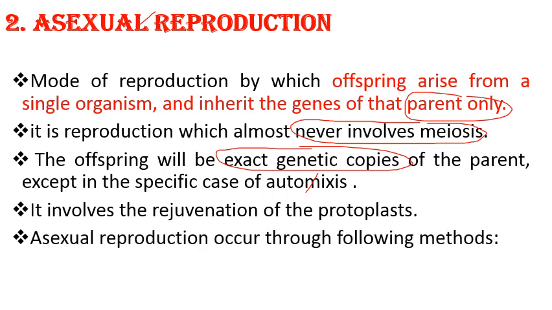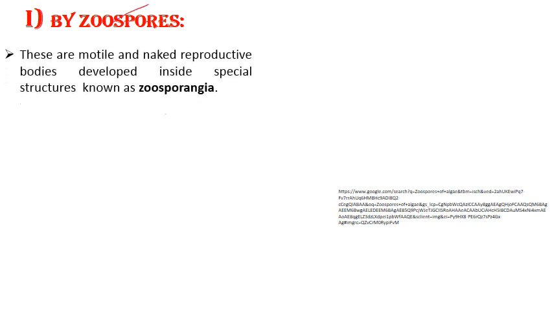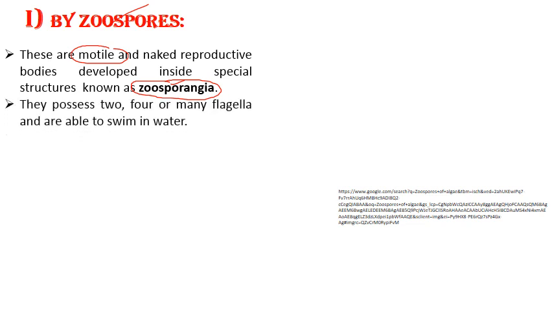And asexual reproduction occurs through the following methods. There are various modes. First one, by formation of zoospores. These are motile spores, which are naked reproductive bodies जो बनते हैं special structures के अंदर जिन्हें कहते हैं zoosporangia. They are formed inside zoosporangia. इनमें जो number of flagella है उनका number vary करता है, that may be 2, 4 or many flagella, and they are able to swim in water.